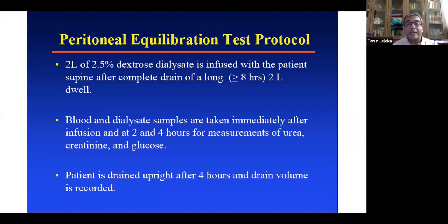for urea, creatinine, and glucose. And during the 4 hours, ask the patient to roll over to one side and the other side so as to expose the dialysate to the peritoneal membrane. The patient is drained upright after 4 hours in a sitting position and the drain volume is recorded.